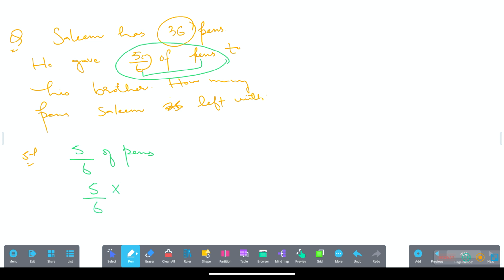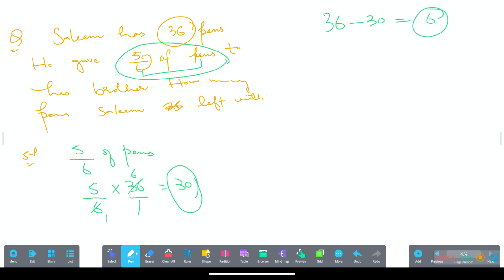How many pens were there in total? 36, now divided by 1. I will see how many pens his brother has received. 5 by 6 part. I am checking 5 by 6: 6 1s are 6, 6 6s are 36, now clearly I am doing it directly. 5 into 6 are 30 divided by 1 hardly matters. So 30 pens he has distributed to his brother. But the question is how many pens Salim is left with? Total pens were 36 and Salim's brother has got 30. How many are left? 6 pens are left with Salim.